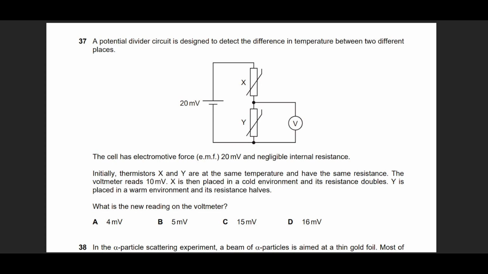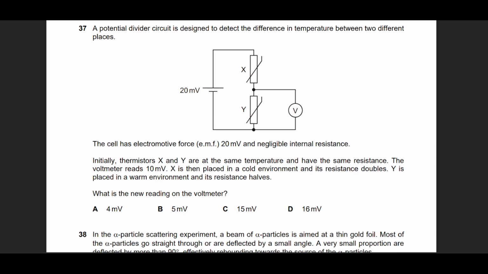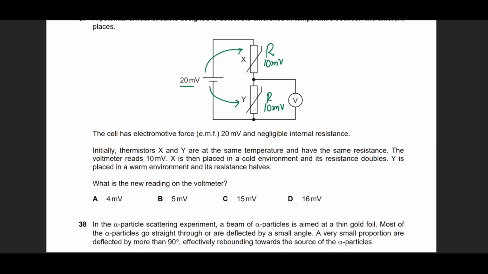Question number 37. Resistances are not given to you. A generic answer is given to you. At the very beginning, the resistances were equal. So this was R and this was R, and it was consuming 10 millivolts and it was also consuming 10 millivolts. Why? Because resistance is proportional to voltage, and voltage would have been equally divided. Now, he says that a few circumstances have changed. So the new circumstances have called for this resistance to become 2R and this to become 0.5R. He says, what's the new voltage?